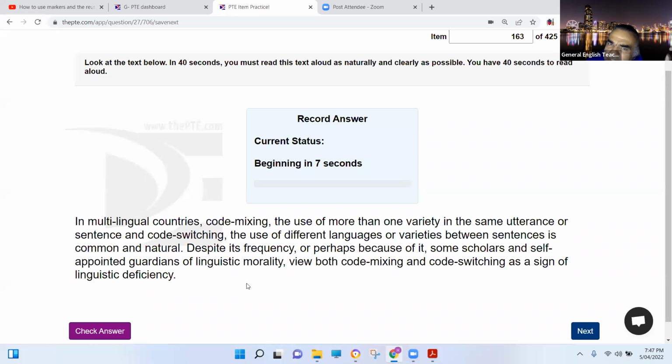So don't worry about your pronunciation. What I want you to do is to finish it in half the time or past half time.